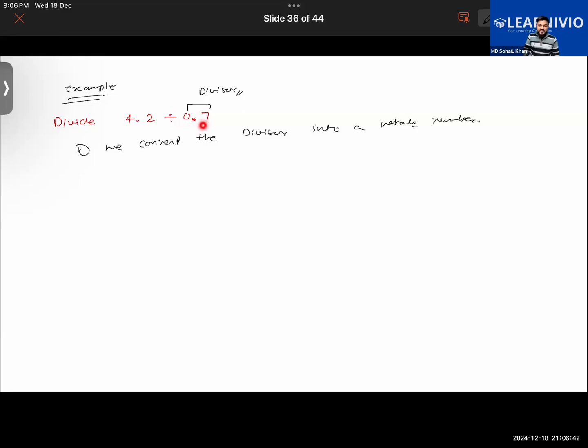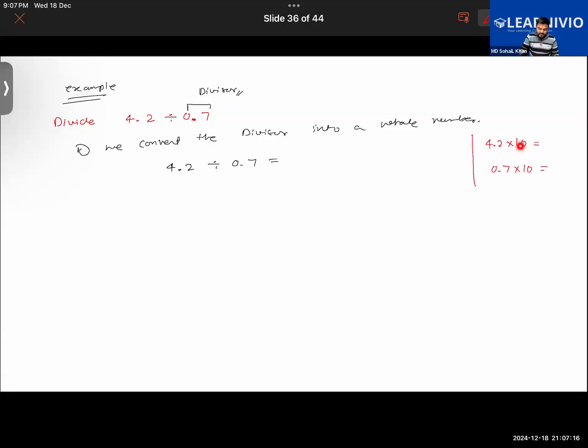How many decimal places are there in the divisor? One, no? So in this case, we are going to multiply both of them by 10 only. Follow along with me on what we're going to do here. So 4.2 divided by 0.7, we are going to multiply both of them by 10. So 4.2 is being multiplied by 10, and 0.7 is also being multiplied by 10, right?